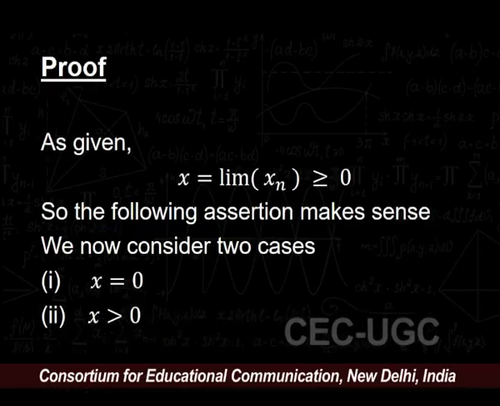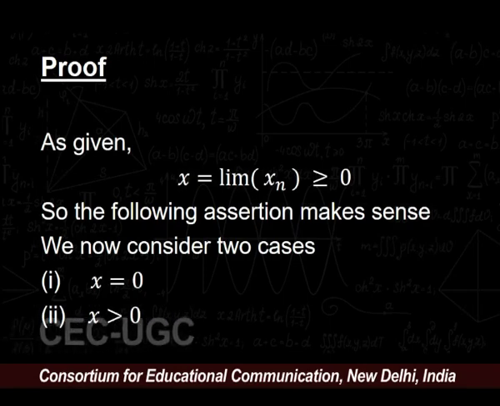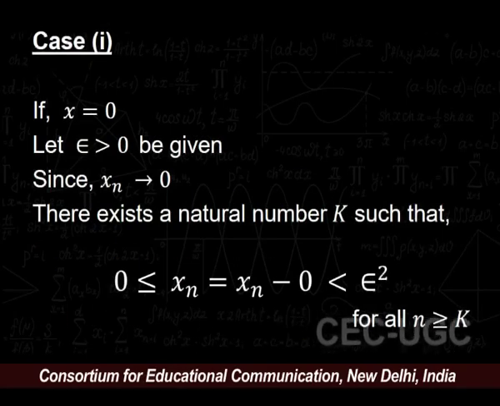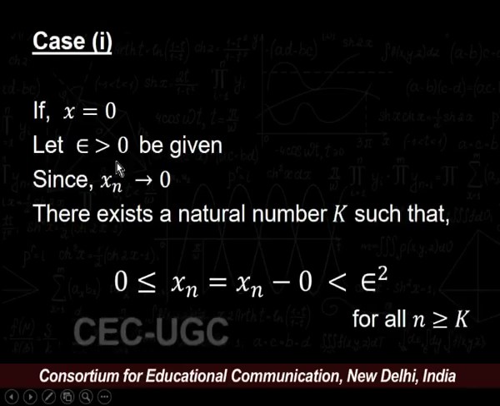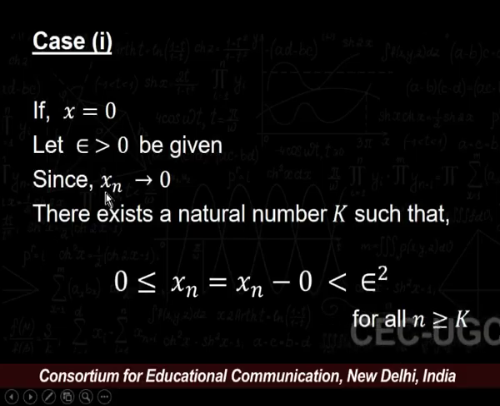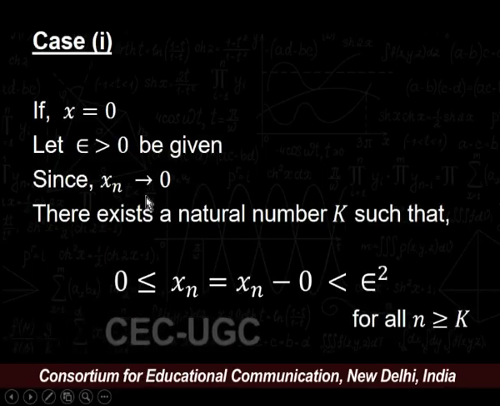Now, we consider two cases. Our first case is x equal to 0 and the other case is x greater than 0. Now, consider case 1. Case 1, if x is equal to 0, let epsilon greater than 0 be given, and by our assumptions we can say that xn approaches 0, or limit of xn is equal to 0.